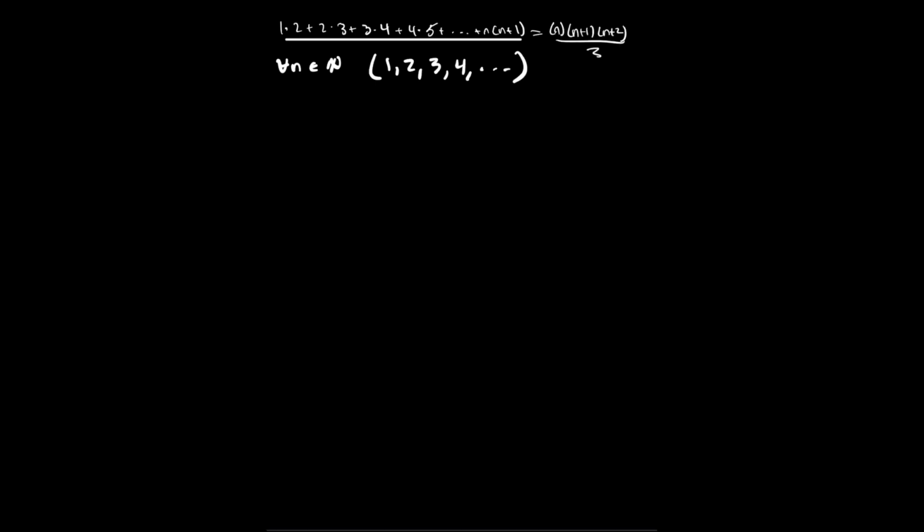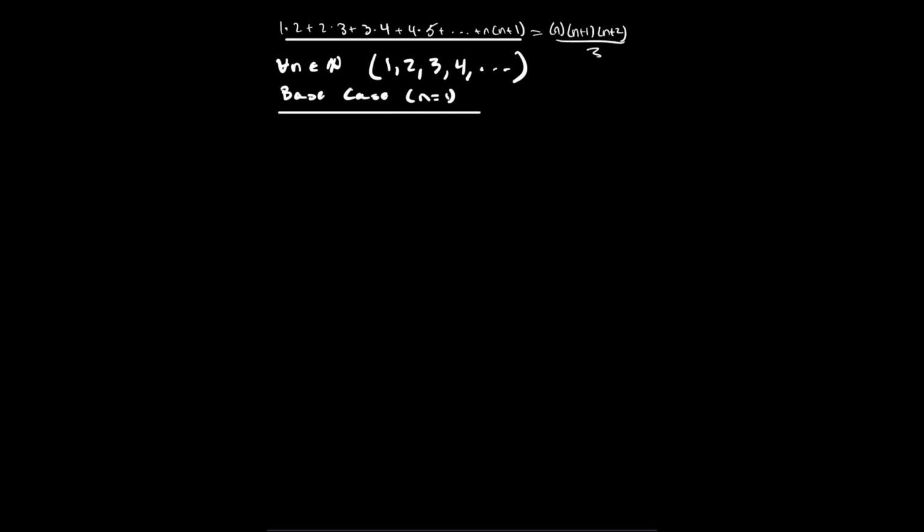So for the first example, we're going to be looking at this formula: 1 times 2 plus 2 times 3 plus 3 times 4 plus ... plus n times n plus 1 is equal to n times n plus 1 times n plus 2 all over 3. We're going to be trying to prove this for the set of natural numbers, so 1, 2, 3, 4, etc. The way I like to prove these is I start with the base case. In this case, it would be n equals 1, and we're going to prove that it's true when n is equal to 1.